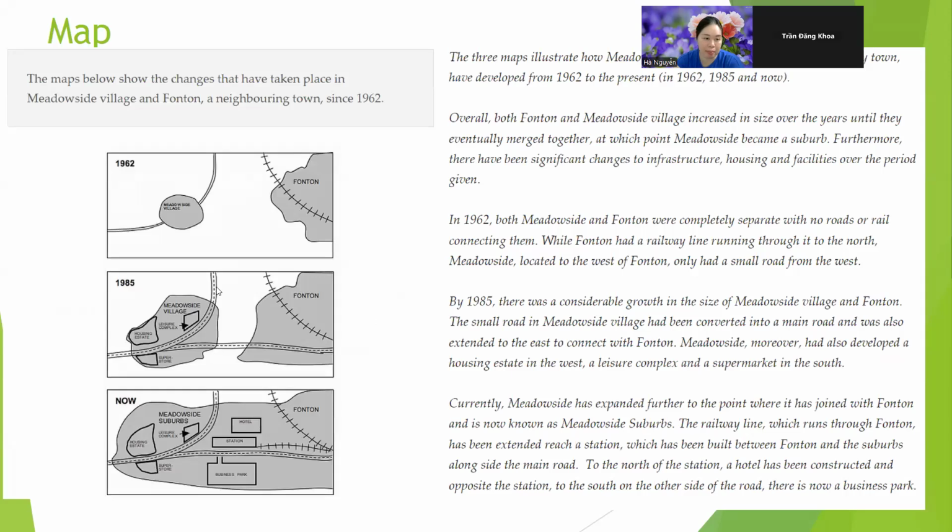Okay, this is map. And for map, if there are many maps, you just go from the beginning to the end. So one body paragraph to describe map 1, one body paragraph to describe map 2, one body paragraph to describe map 3. Actually, the changes from map 1 to map 2, changes from map 2 to map 3. Okay, so can you read the question for me?